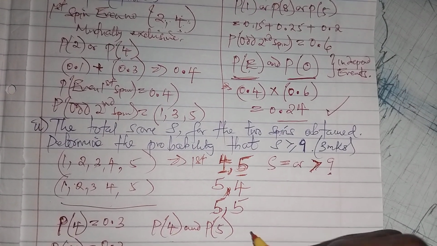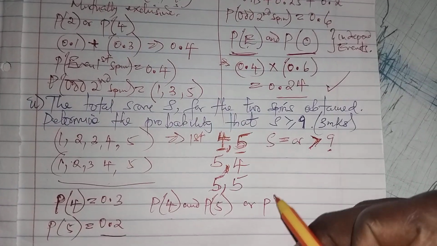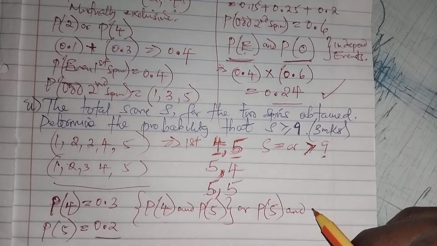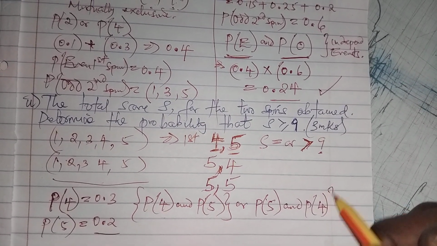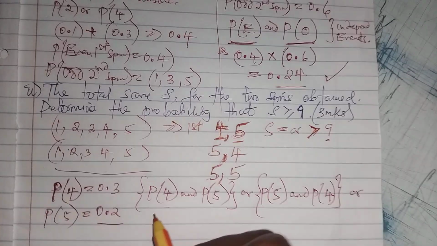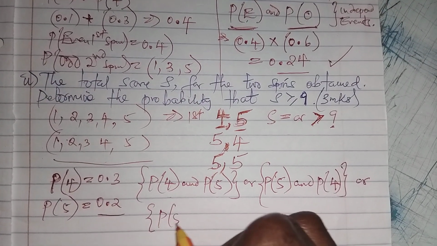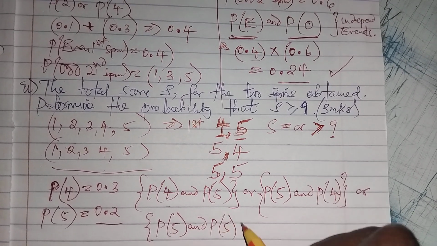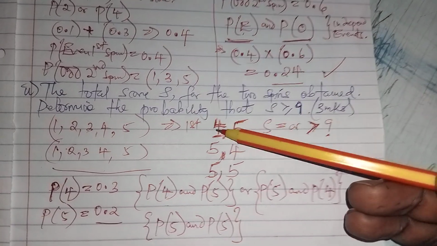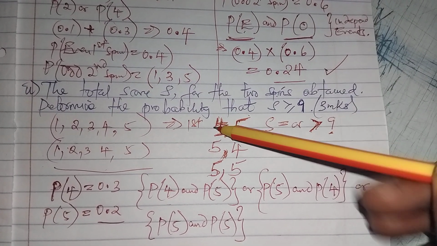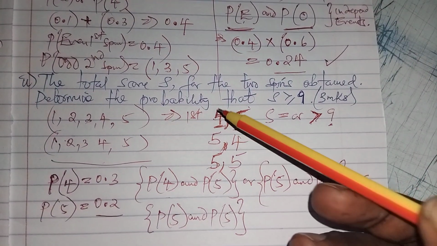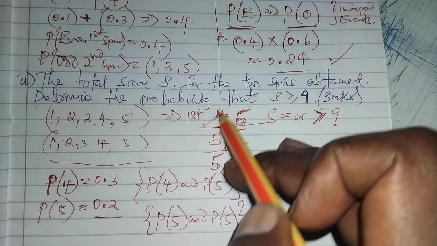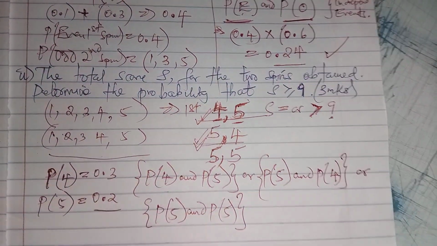So we have the probability of getting 4 in the first spin and the probability of getting 5 in the second spin, or you can get 5 and you get 4 in the second spin, or another alternative, you can get 5 and again you get 5 in the second spin. These events are independent events, so you can get this and this. This happening does not affect this one. That's why we are doing AND. But these are exclusive. If this one happens, it excludes the probability of this other event happening.